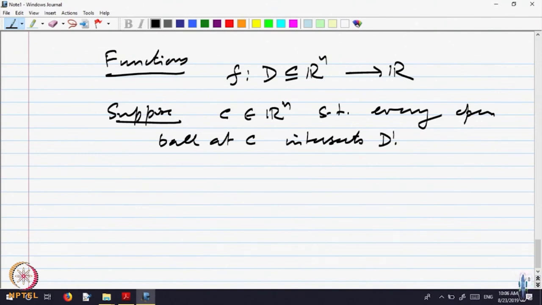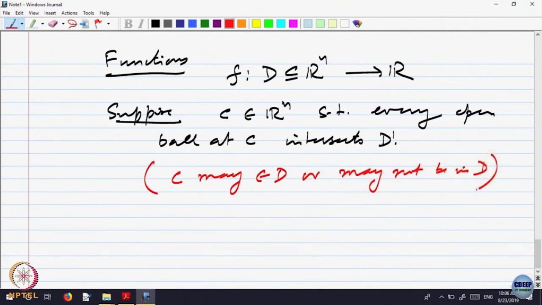What I am saying is C is a point. C may belong to D or may not be in D. f is a function with a domain D. Look at a point C. That point C may or may not be in the domain. The function may or may not be defined. We do not bother about whether it is defined or not. But the domain should have the property that there are points close to C in the domain where the function is defined.